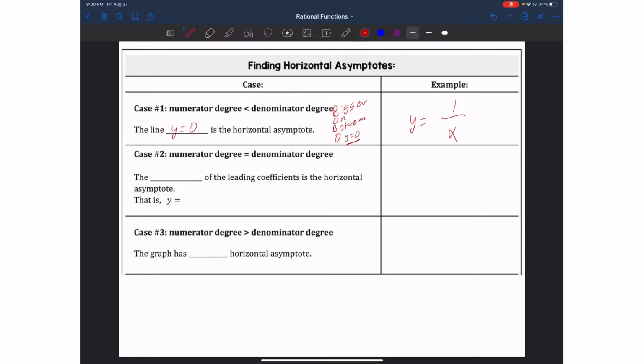Looking at case number 2, when the numerator degree is equal to the denominator degree, the answer is going to be y equals the division of the leading coefficients. Again, kind of hard to memorize. I am going to write an example.